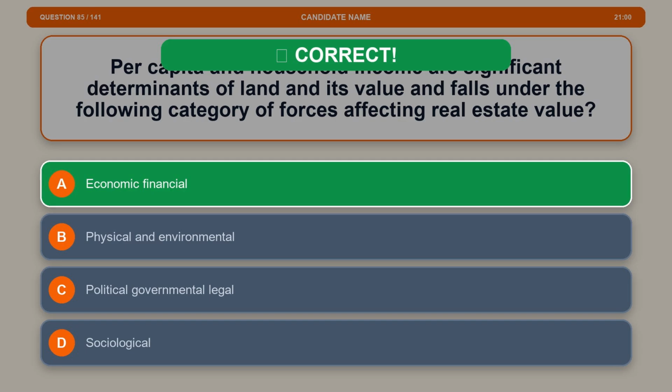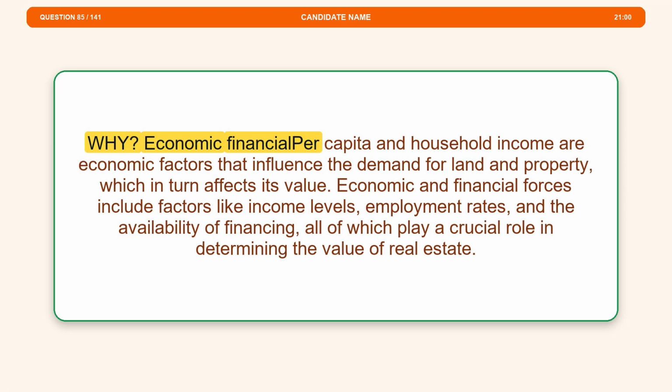The correct answer is option A. Economic, financial. Per capita and household income are economic factors that influence the demand for land and property, which in turn affects its value. Economic and financial forces include factors like income levels, employment rates, and the availability of financing, all of which play a crucial role in determining the value of real estate.